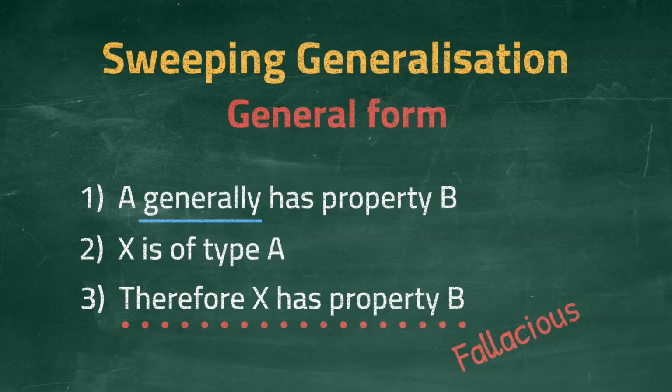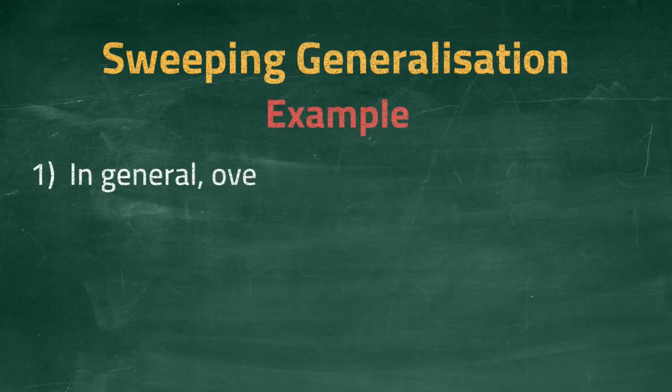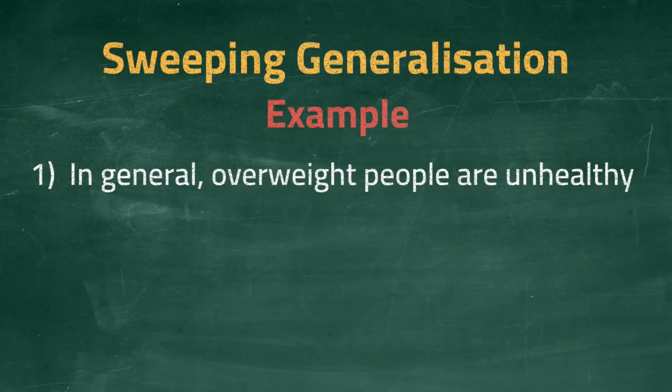Let's look at an example. The example concerns health and weight. We begin with the generalization. In general, overweight people are unhealthy. This seems reasonable. The medical profession and governments have spoken about the issue of obesity and the problems faced by healthcare services. I think we can agree that this general principle is correct.